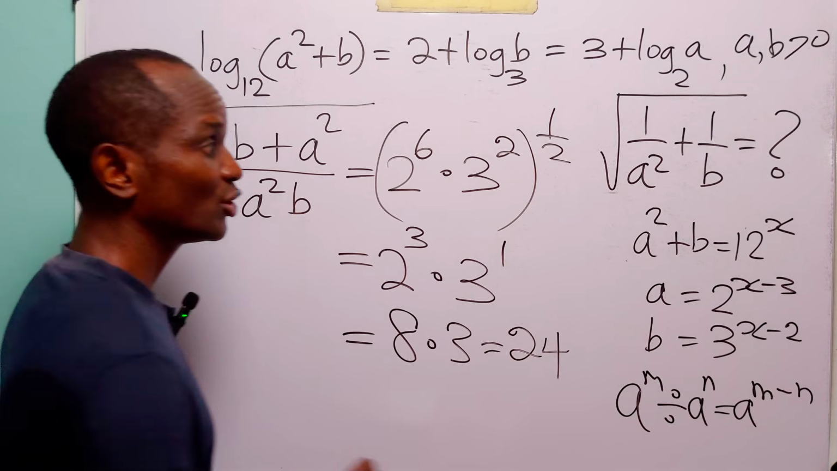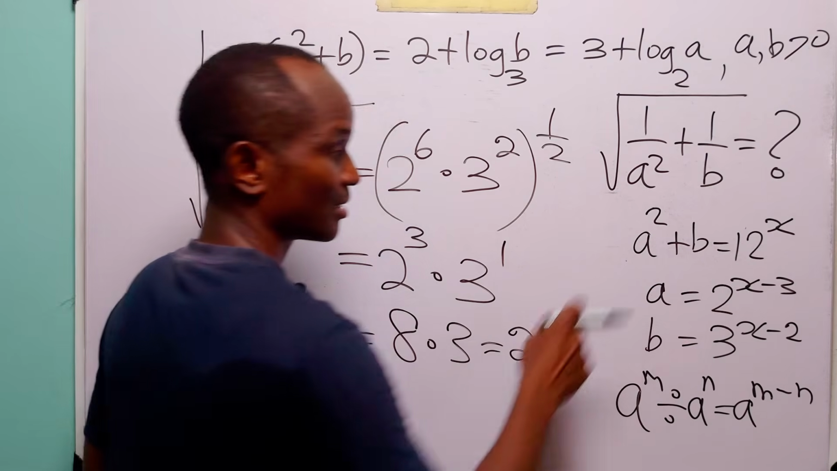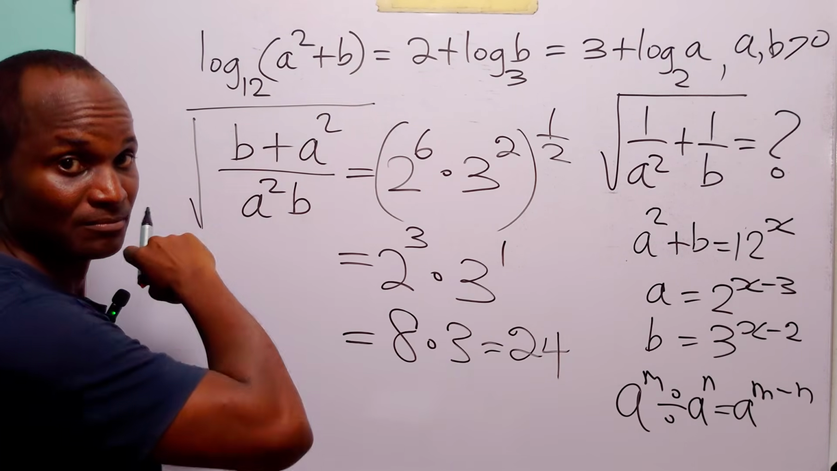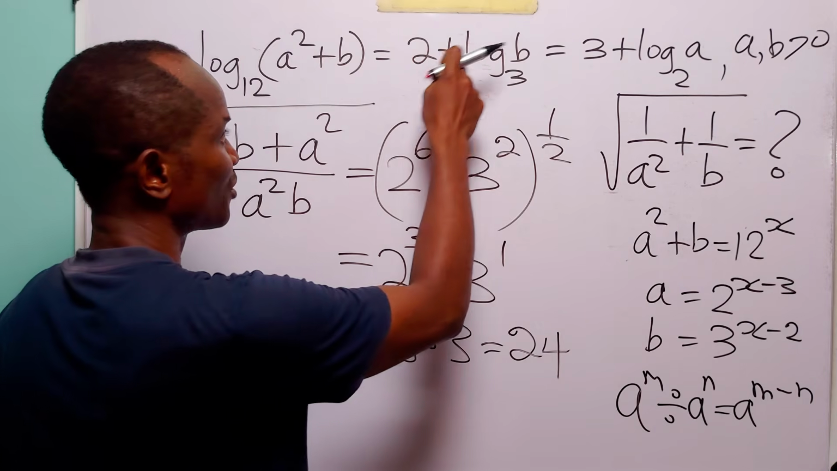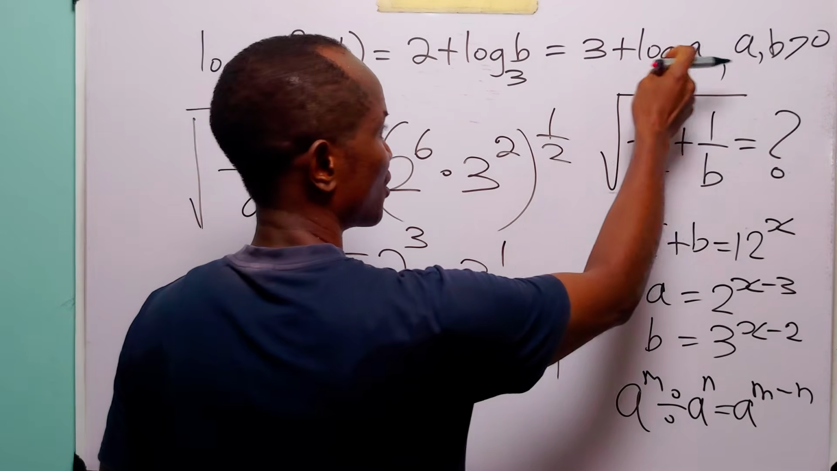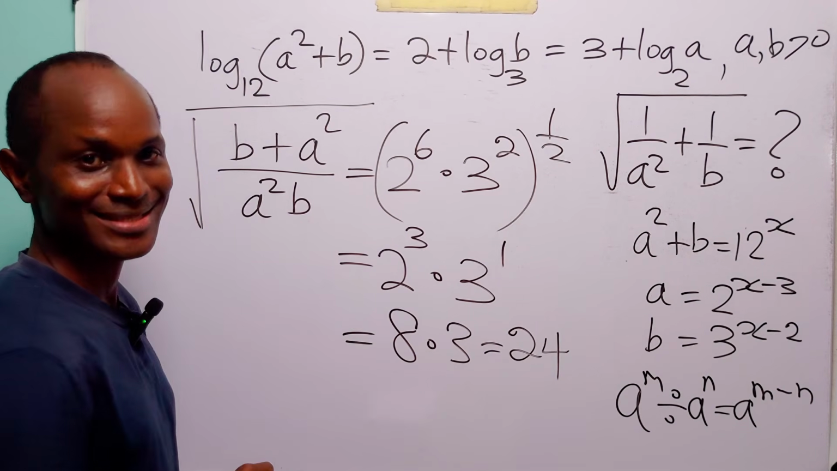So we have that the value of the square root of 1 over a squared plus 1 over b, when log to base 12 of (a squared plus b) is equal to 2 plus log to base 3 of b, which is in turn equal to 3 plus log to base 2 of a, is 24.